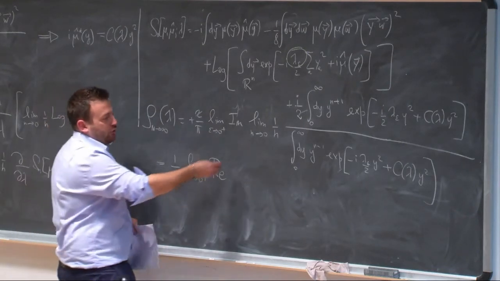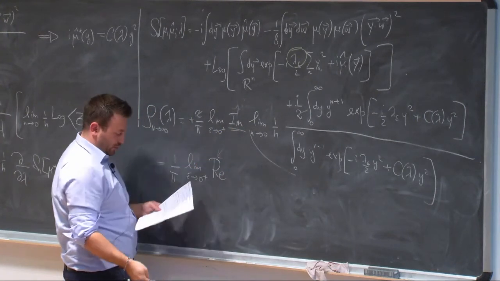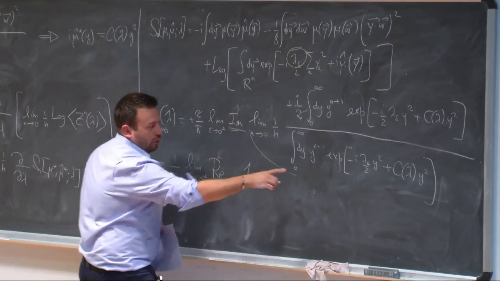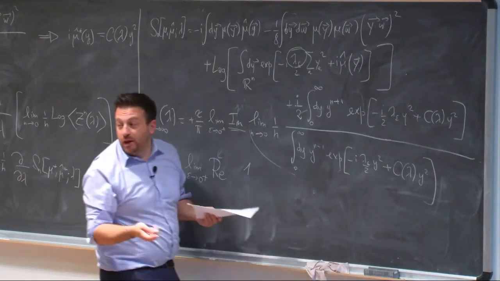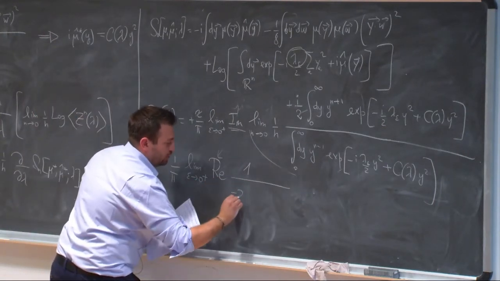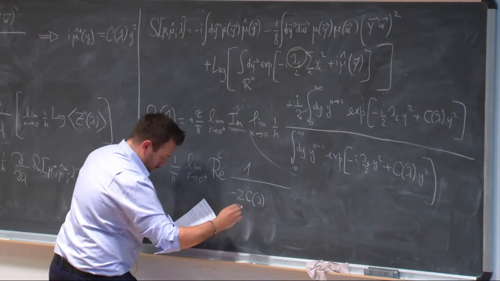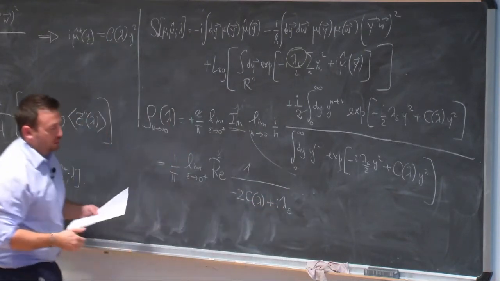If you do this operation, all of this and the imaginary part, which has been converted to the real part, becomes just a function of C of lambda and lambda, which are the only players in the game. So what you get is 1 over minus 2 C of lambda plus I lambda epsilon.